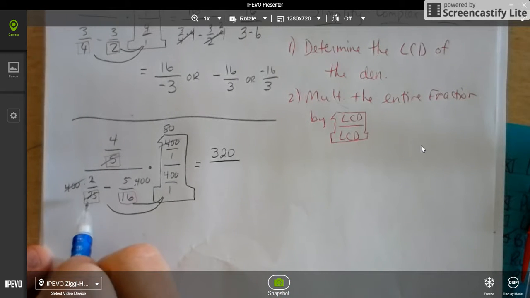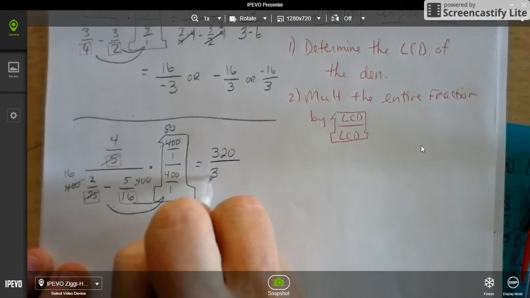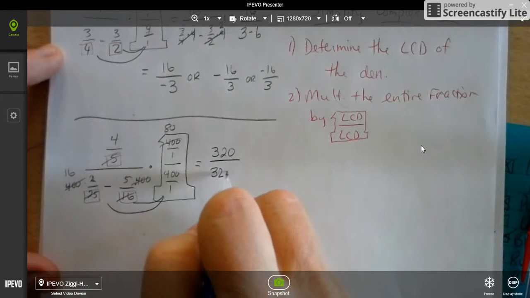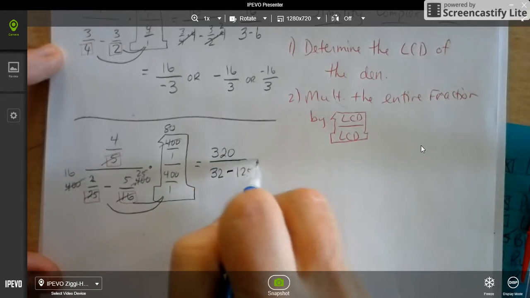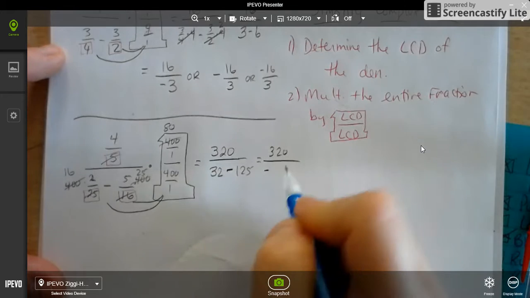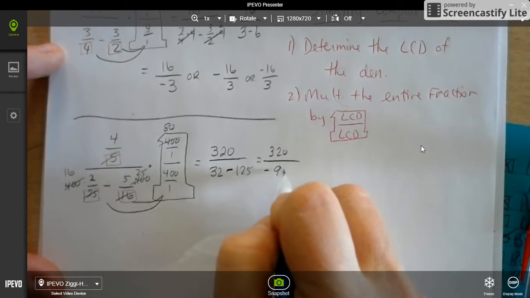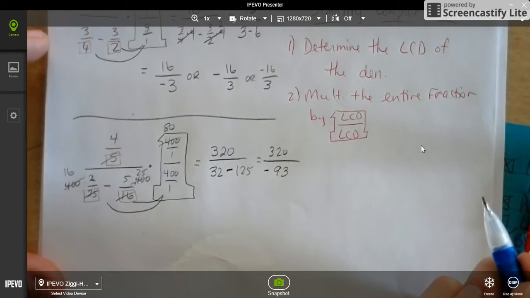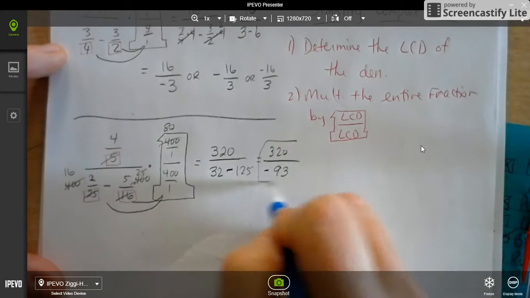400 divided by 25, how many quarters? 16. 16 times 2 is 32. And 400 divided by 16 is 25. Times 5 is 125. Okay, the numerator simplify. 32 minus 125 is negative what? I think it's 93. Okay, can we simplify this and break it down anymore? Nope, so we're going to be done with that.